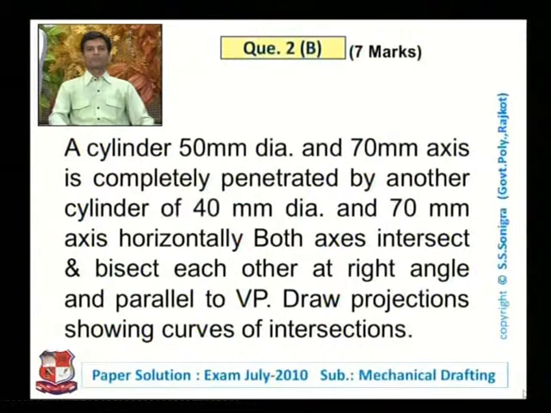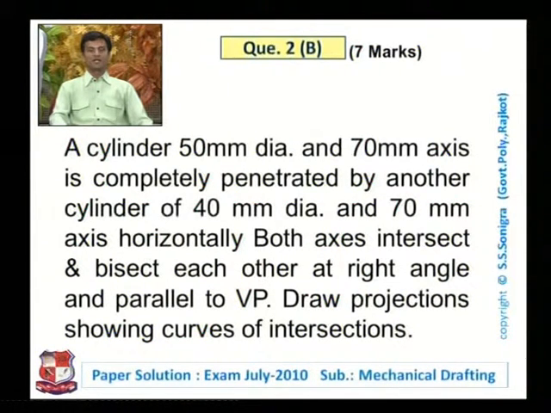In this data, 2 cylinders are given to us, a vertical cylinder and a horizontal cylinder. The diameters of the cylinders are 50 mm and 40 mm respectively, and as the cylinders have curved shapes, the curve of intersection would be curved. It would not be a straight line, but we have to join the points with a smooth curve.